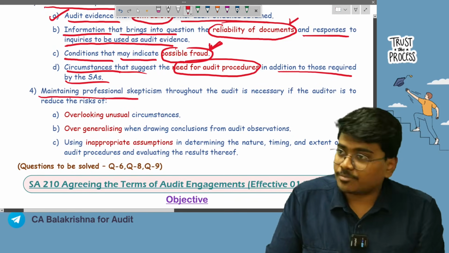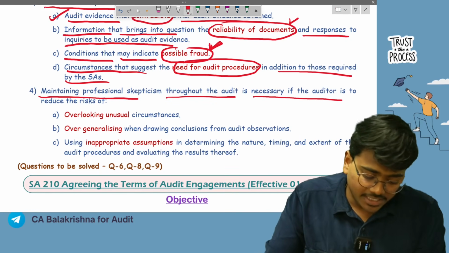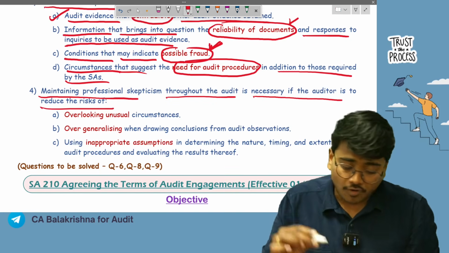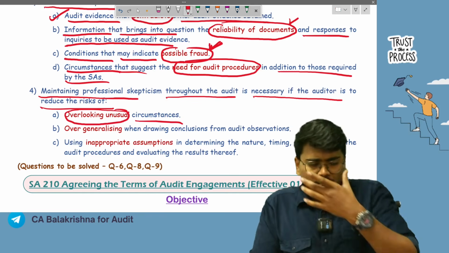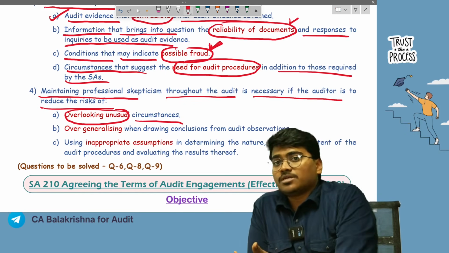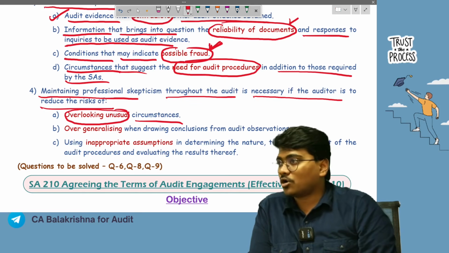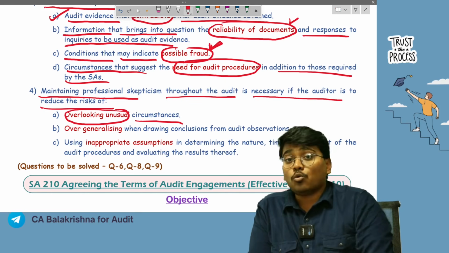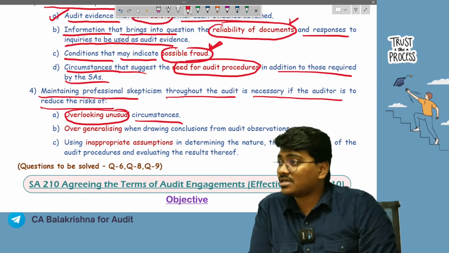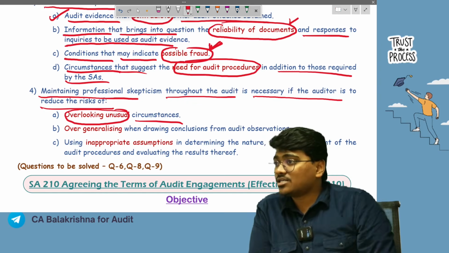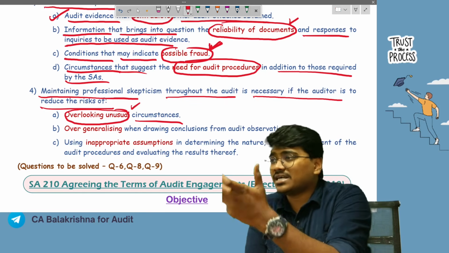Next, maintaining professional skepticism throughout the audit is necessary if the auditor is to reduce the risk of overlooking unusual transactions. Now you can ask me, sir, you are telling us professional skepticism has to be maintained by the auditor throughout the audit. What happens if you don't maintain professional skepticism? There is a possibility that you might overlook certain unusual transactions.